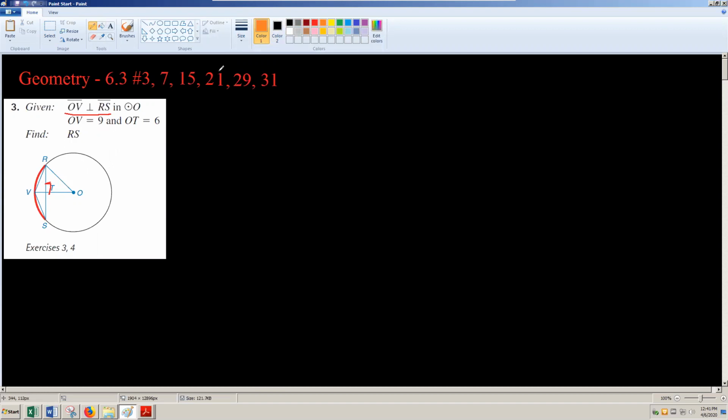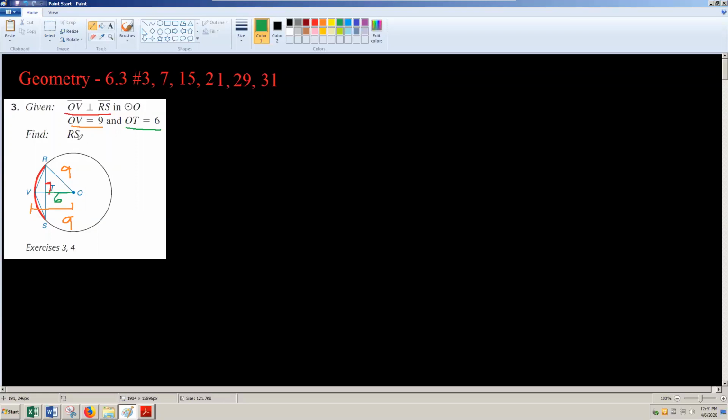I'm going to do some stuff in orange here, which is that OV is 9. So I'm going to say this whole distance from here to here is 9. If O to V is 9, what would we call OV? OV is the radius. So all of my points to the radius are going to be 9. That means OR is also 9, so I'm going to label it, although that wasn't directly given to us. And we're also told that OT is 6. So that OT segment there is 6.